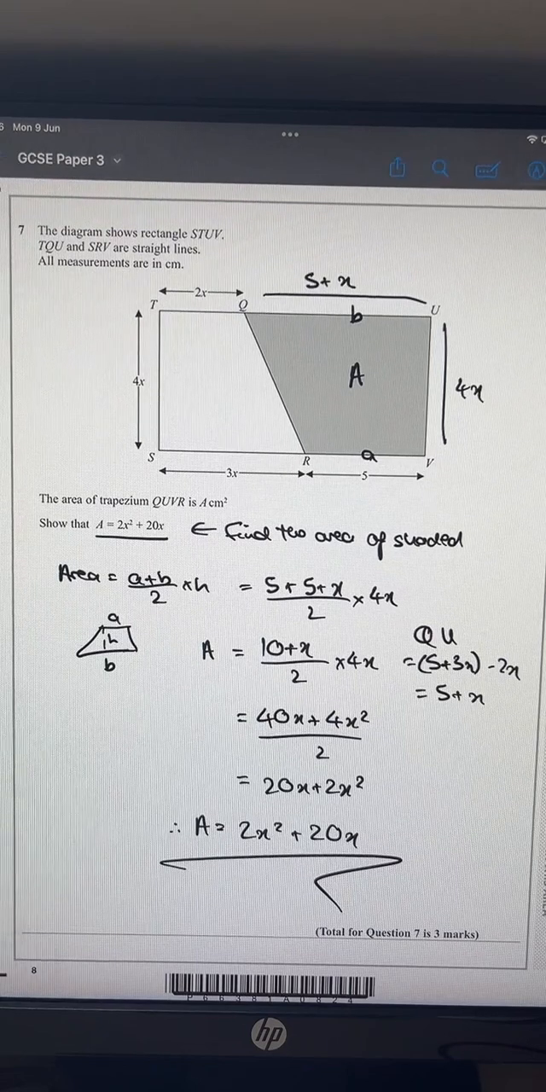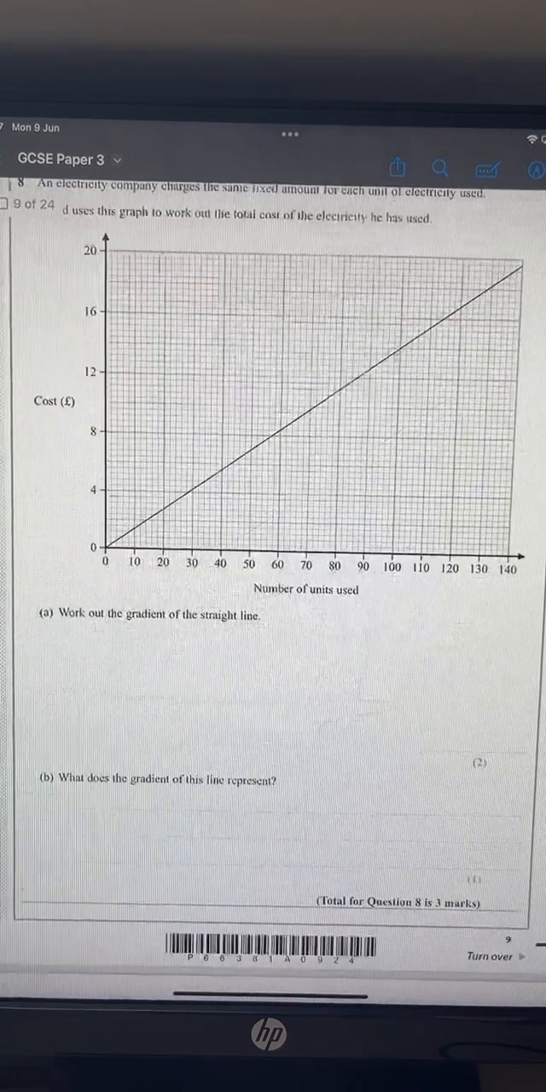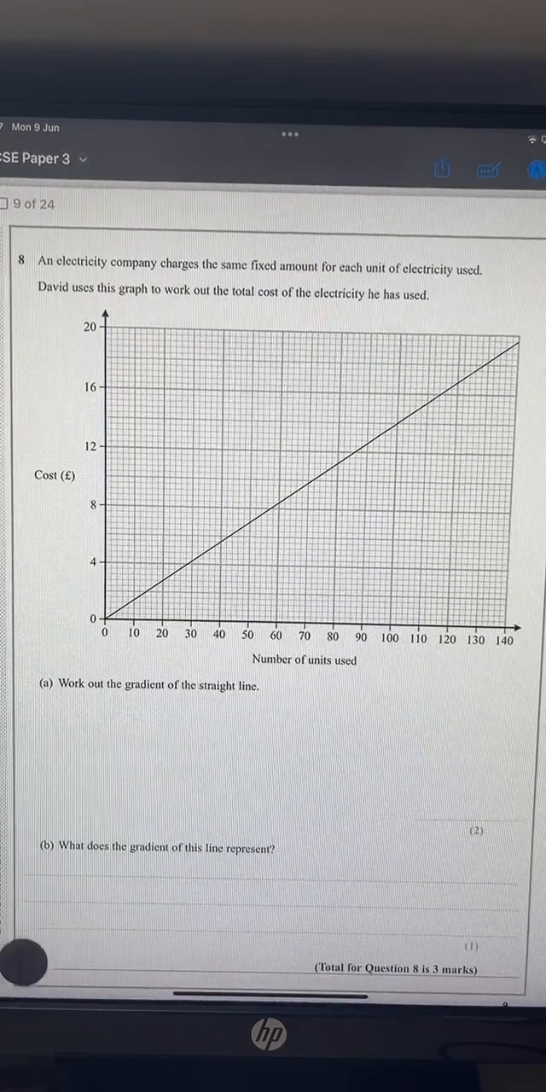I'm going to stay on this question again for a few seconds before I move on. So this one, just seeing what we're finding and a bit of algebraic manipulation. Another way this could have been done is you find the area of the entire rectangle, subtract the area of the white trapezium, and then you'll find what A is. But both ways work. All right, moving on to question 8.